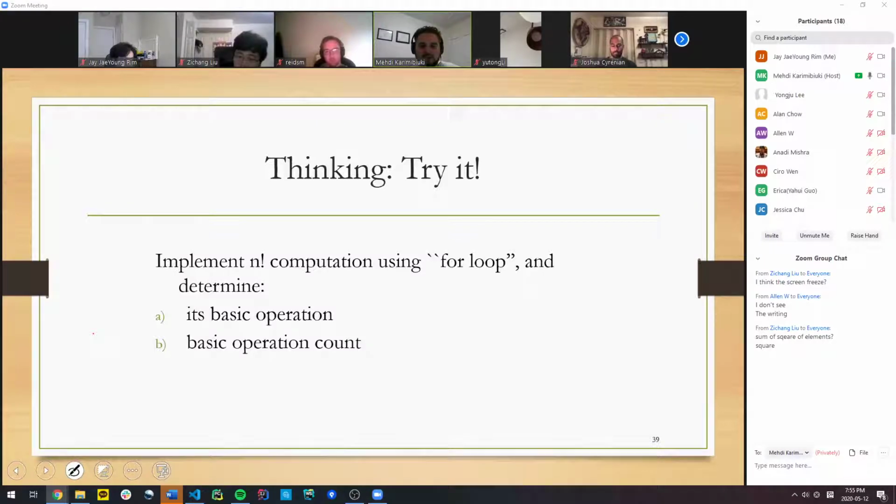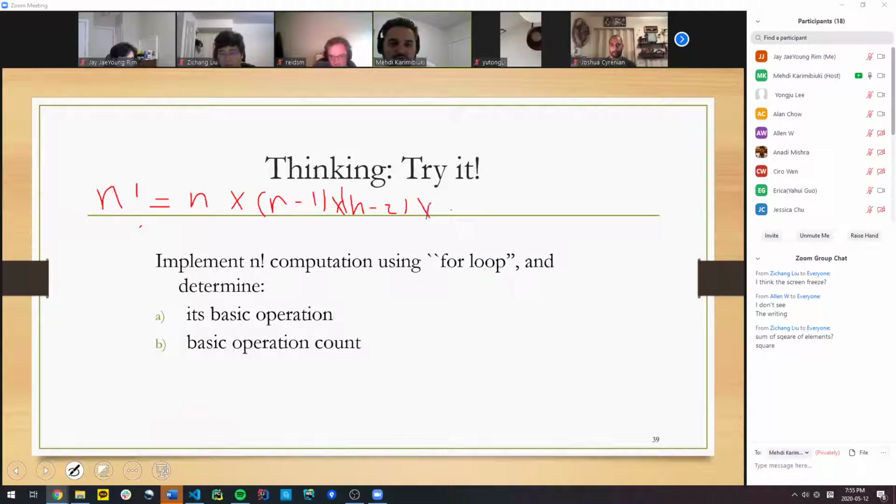So we have the next slide, implement n factorial, right? So n factorial is n times n minus 1 times n minus 2 times, and so on, times 1. Okay, that's what the n factorial is.